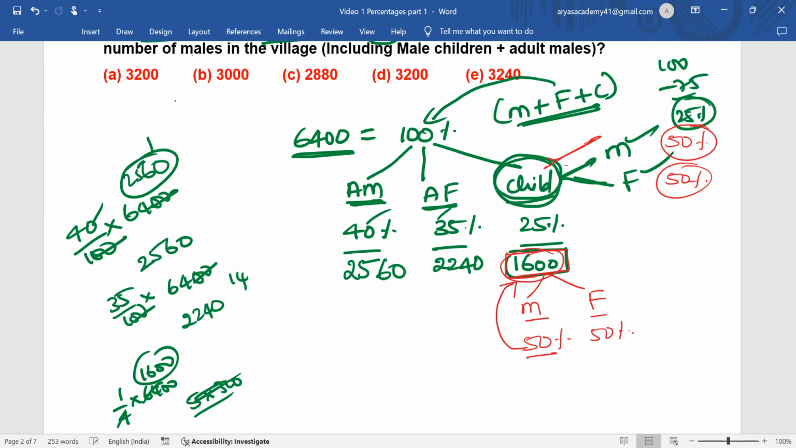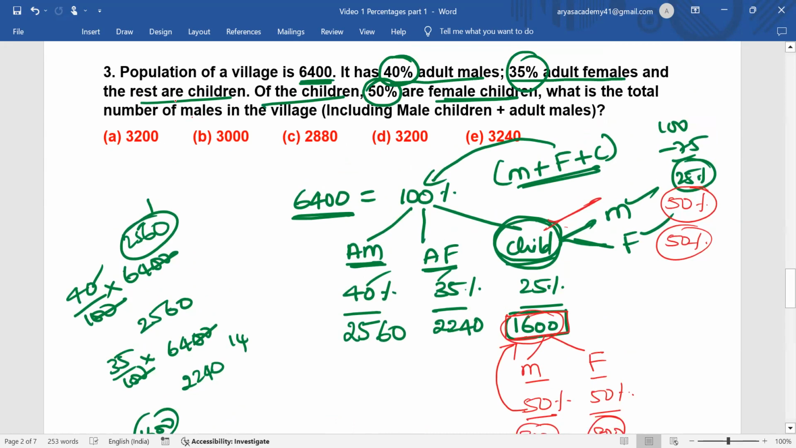So 50% means equal, two equal parts. Or else if you want, you can calculate as well. So 50% upon 1600, you will get 800. So there are 800 male children as well as 800 female children. Now, look at the question.